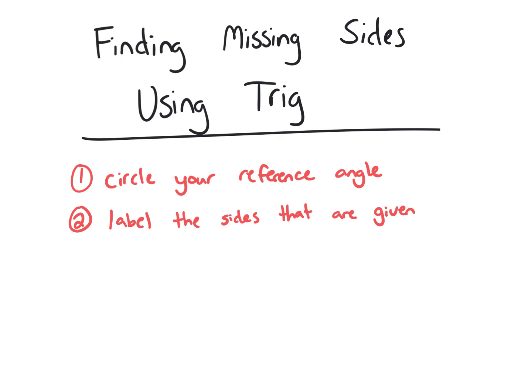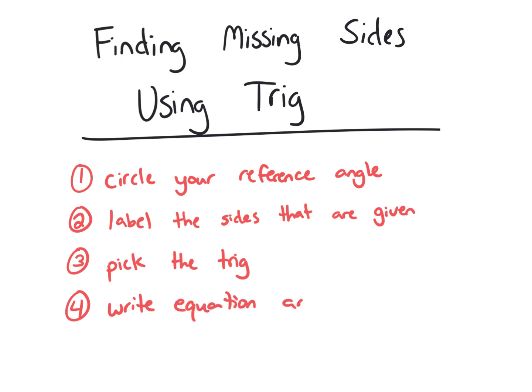Okay. Step 3 is what? Once you have your reference angle and you have, what'd you say? Yes. Pick the trig based off of the labels that you have from before. Okay. And then 4, once you have all of that picked out, what do? You're going to set up the equation and solve. Yep, write equation and solve.